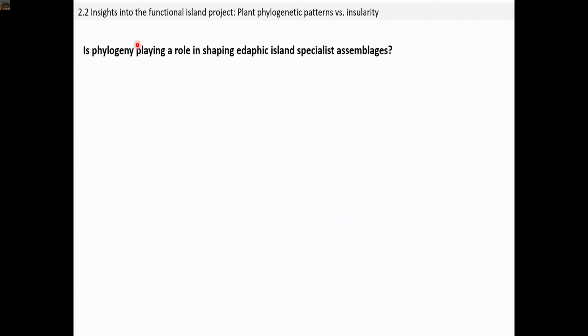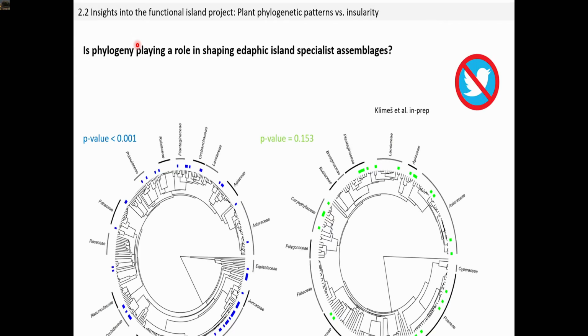And now we move into a bit more evolutionary cut. These are new, the other results I think have been seen also by the authors, here some of them. And this one instead is the first time that we put them together because they're fresh. It's a work in progress led by Adam Klimesh, a postdoc with the project. And we want to know if phylogeny is playing a role in shaping edaphic island specialist assemblages. And yes for fans, no for outcrops.